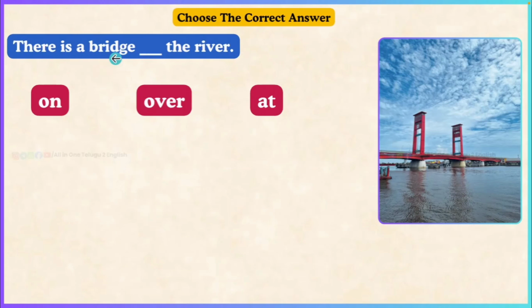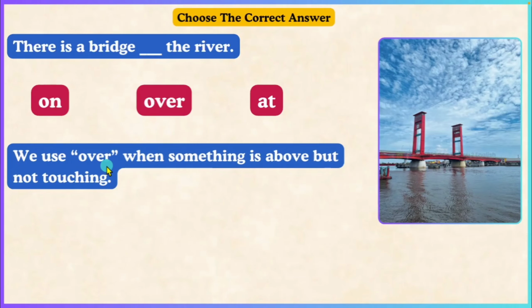There is a bridge on the river. There is a bridge over the river. There is a bridge at the river. We use over when something is above but not touching. There is a bridge over the river.